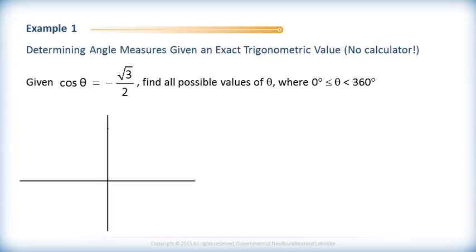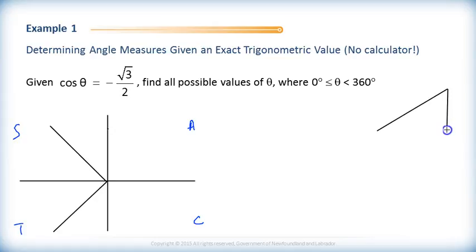By CAST, we could be in either quadrant number 2 or in quadrant number 3. Now that negative root 3 over 2 looks like it could be based on our special triangle. This is where the reference angle comes in.